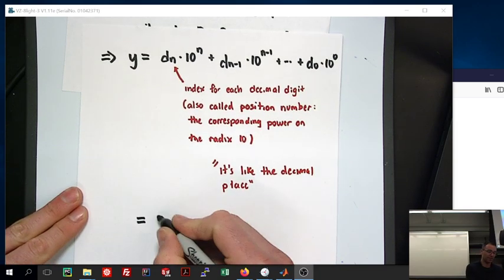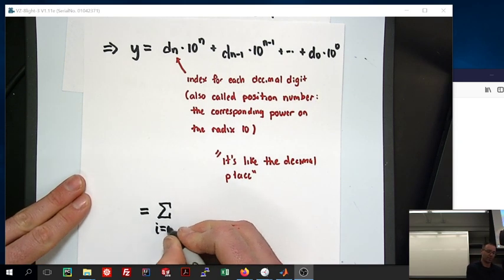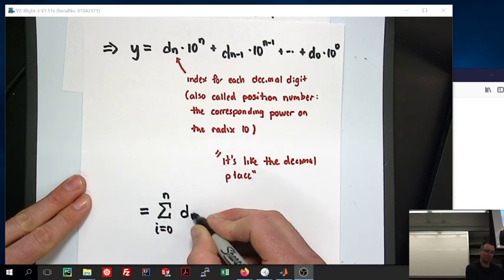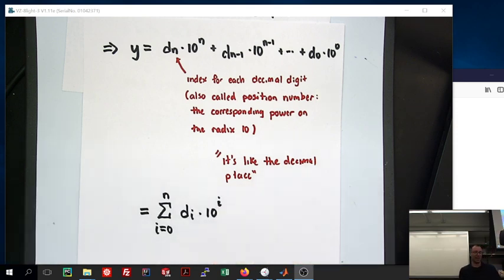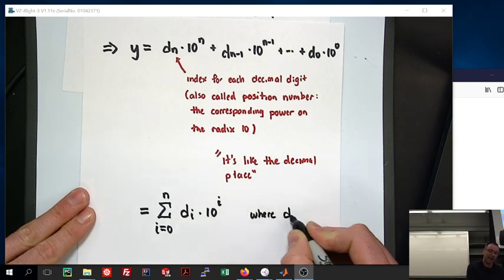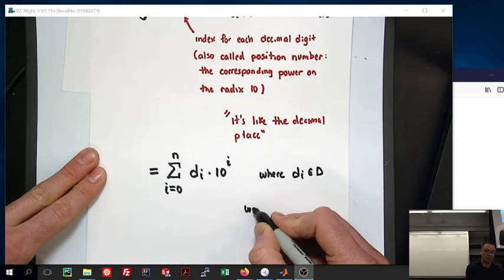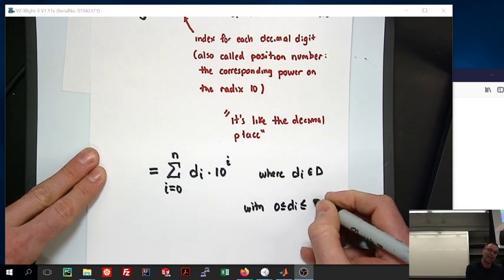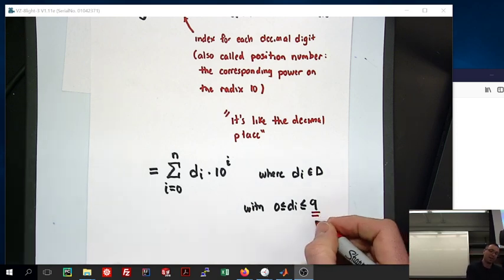Could we write this in summation notation? Sum, i starting at 0, up to n, of the product of the digit d sub i and 10 to the power of i. Okay. Yeah. And again, d sub i was in D: 0 less than or equal to d sub i less than or equal to 9. What do you notice about the upper bound of the decimal digit?